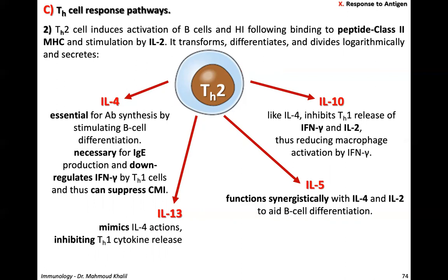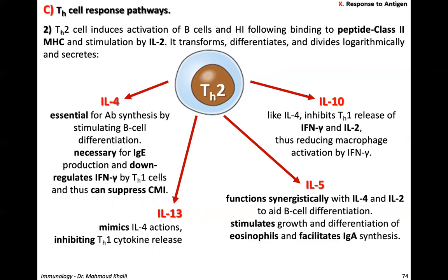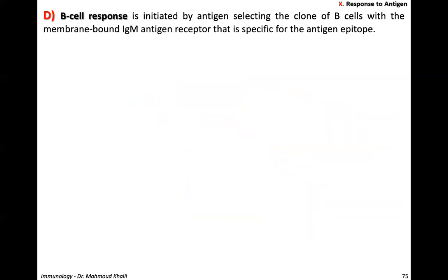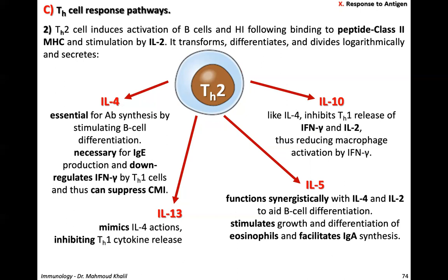For interleukin 5, it functions in synergism with interleukin 4 and interleukin 2 to aid B cell differentiation. So together with the stimulation of the growth and differentiation of eosinophil and facilitate the Ig synthesis. So you can see now, as we just said, the T helper 2 is mainly concerned with the activation of the B cell and the antibody production.